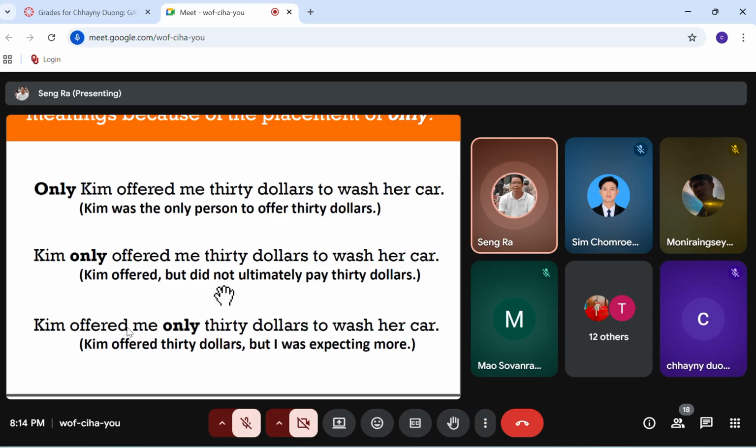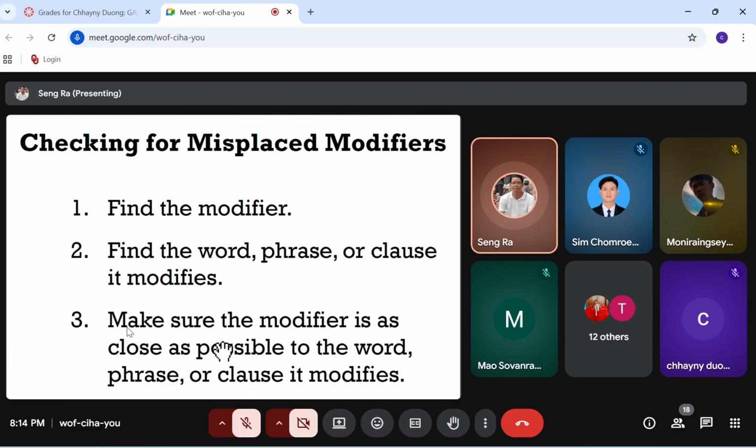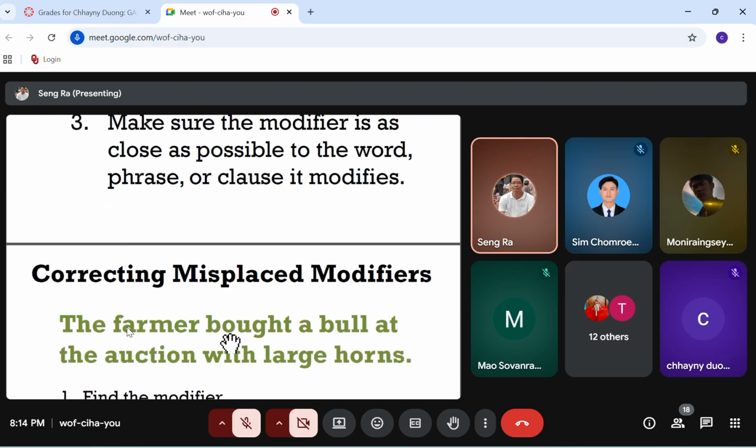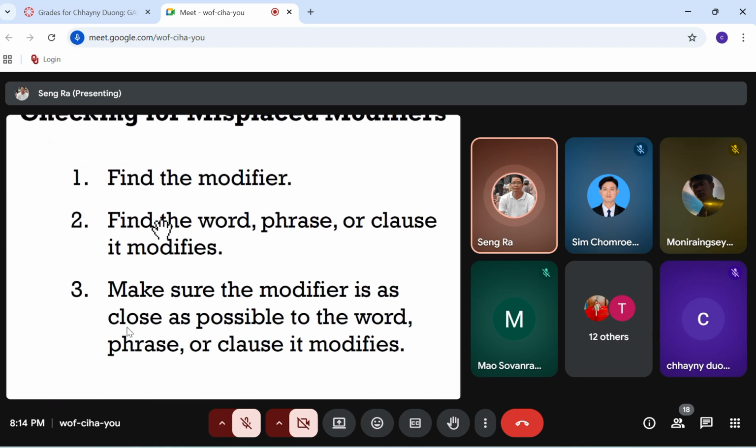So when you talk to your girlfriend or boyfriend, make sure that you use "only" in the correct place. This is how you check misplaced modifiers. First of all, you need to find the modifier, and then you find the word, phrase, or clause that it modifies, and make sure that the modifier is as close as possible to the word, phrase, or clause it modifies.